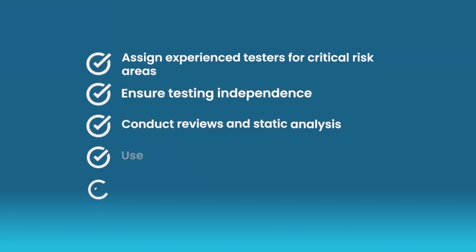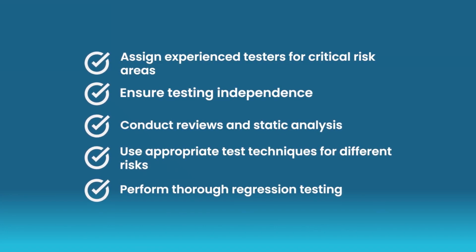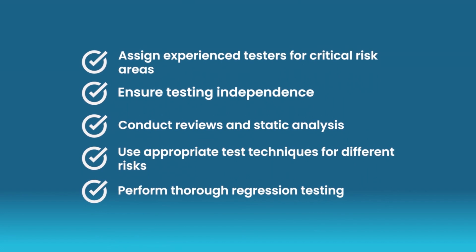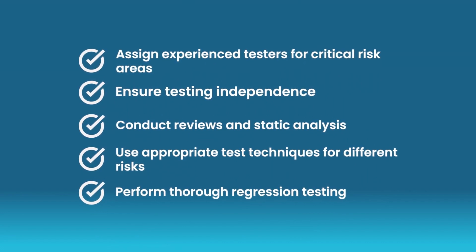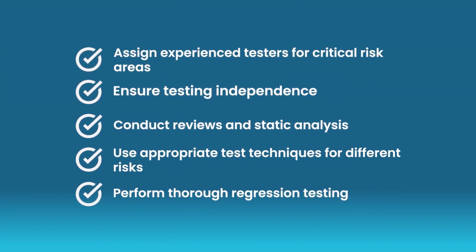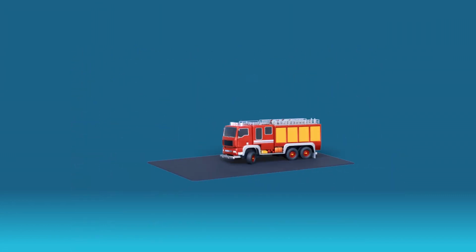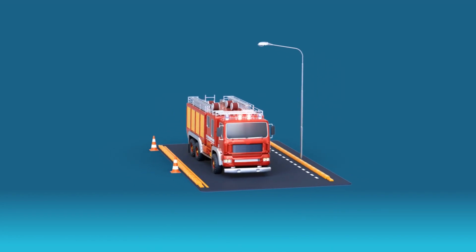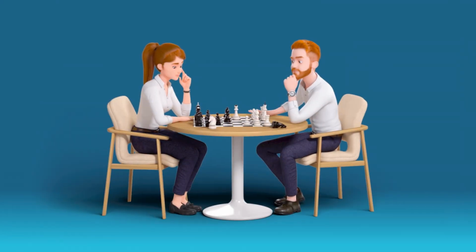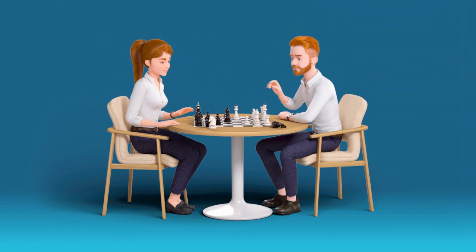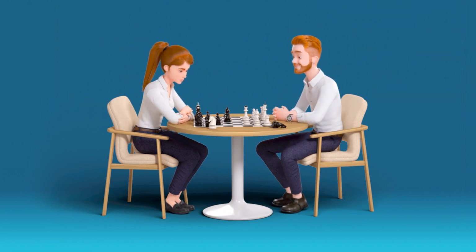Several ways. Assign experienced testers for critical risk areas. Ensure testing independence. Conduct reviews and static analysis. Use appropriate test techniques for different risks. Perform thorough regression testing. So it's like having a fire extinguisher ready before the fire happens. That's a great way to put it. We prepare in advance to reduce damage if something goes wrong.